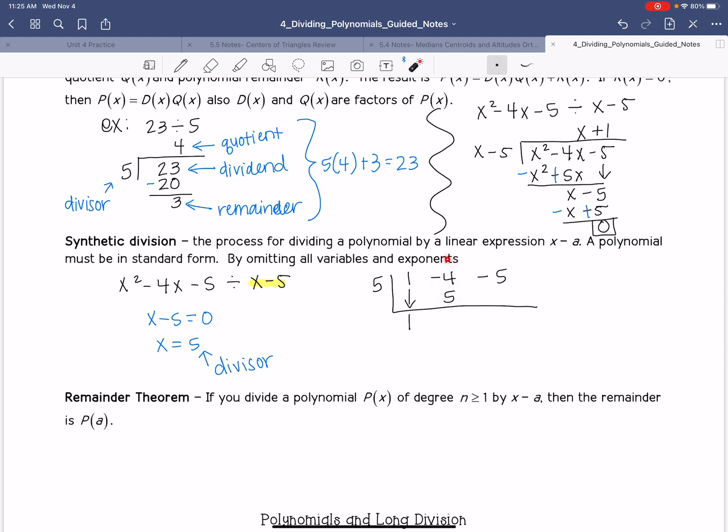So it's just multiplying, adding, multiplying, adding, multiplying, adding. So -4 plus 5 will give us 1. You're going to do it again. 1 times 5 is 5. Put it in the next spot. Add these 2 together, which is going to give me 0. This last one will always be your remainder.